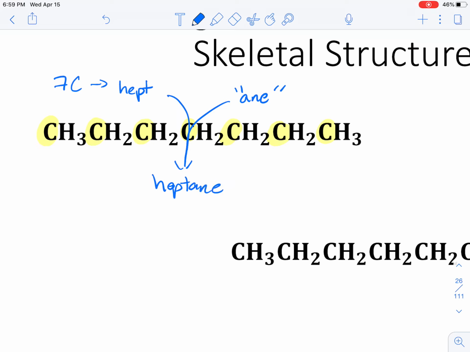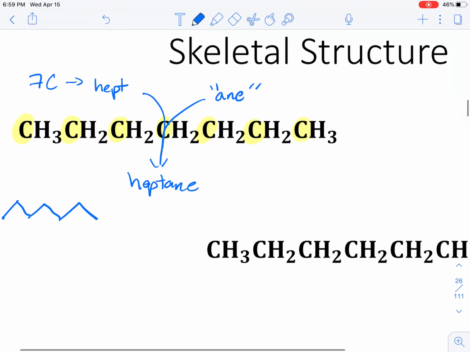Okay. And so to draw the skeletal structure for heptane, we just want 7 points. So 1, the moment you put your pencil or your pen down, that's carbon 1. 2, 3, 4, 5, 6, 7. Okay. So hopefully you guys got that.